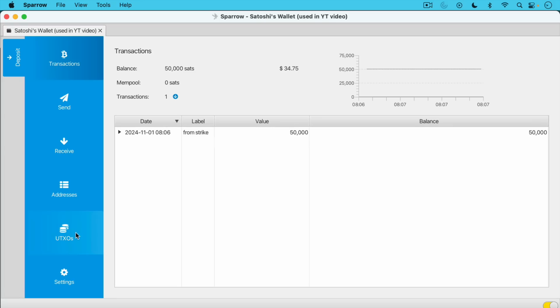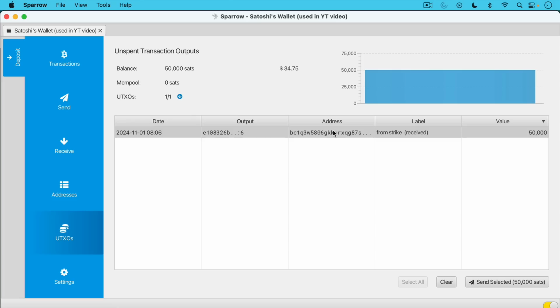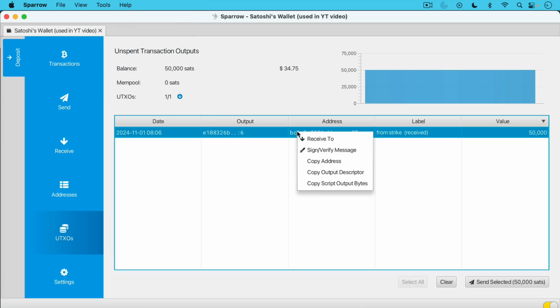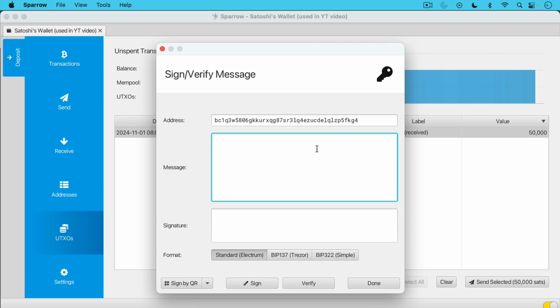If we go in the UTXOs tab here, we can see that chunk of Bitcoin. We can see the address that it's sitting at, or at least see part of it. And what we're going to do now is sign a message associated with this address. You can either go up to Tools and click Sign Verify Message, but a shortcut would be to right-click right here, Sign Verify Message, and then I'm just going to paste that message so I don't have to type it right now. And then I'm going to sign the message using the private keys of this particular Bitcoin address.